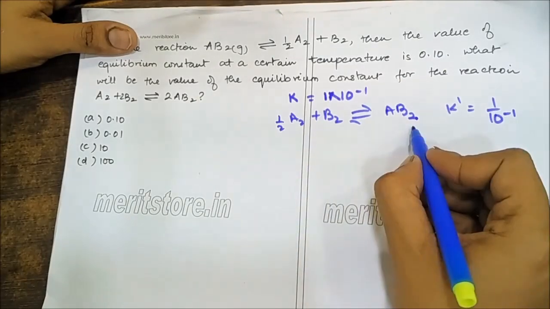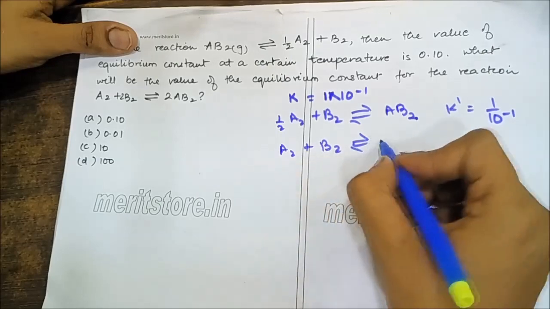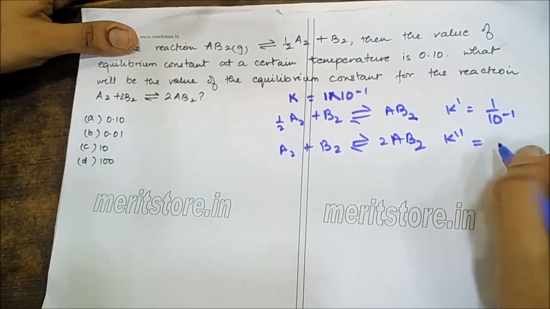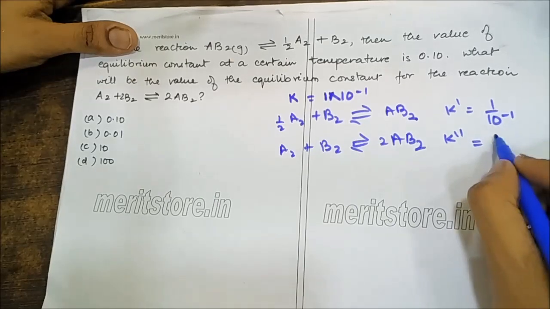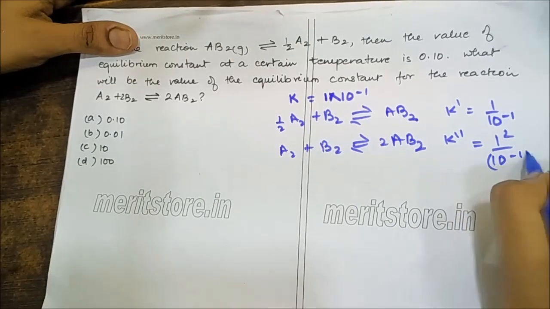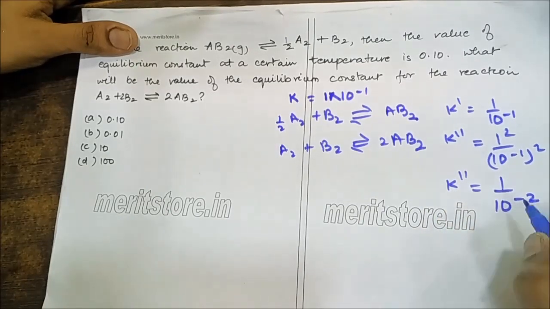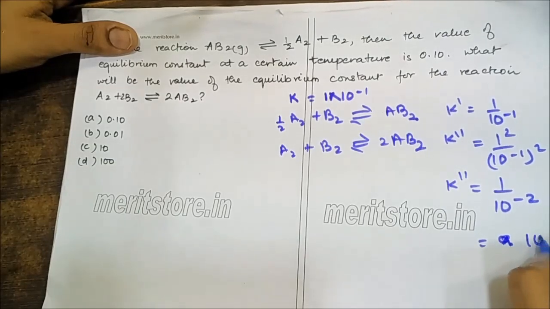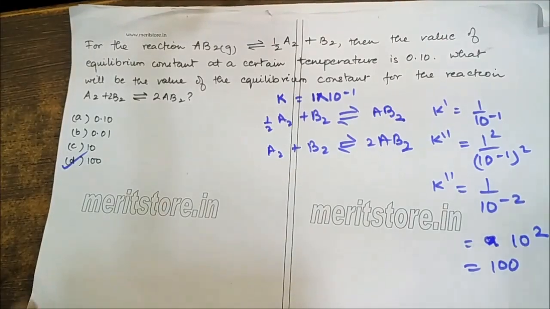Okay, now I'm multiplying this equation by 2 so that I get A2 plus B2 reversibly getting converted to 2AB2. So my K double dash will become, when I'm multiplying the equation by 2, the constant also is raised to the power 2. So 1 raised to the power 2 upon 10 raised to minus 1 raised to the power 2. So K double dash is nothing but 1 upon 10 raised to minus 2. Now 1 upon A raised to minus m is A raised to m, which means 10 raised to 2, which means 100. So the answer for this question is 100.